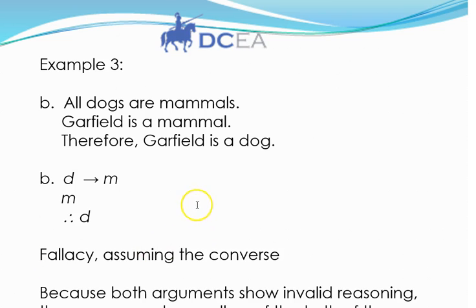The second part of example 3, another argument. All dogs are mammals. Garfield is a mammal, therefore Garfield is a dog. Well, once again, Garfield could be a cat. Symbology, if dogs, then mammals. They're mammals, therefore they're dogs. Once again, this is a fallacy. We're assuming the converse.